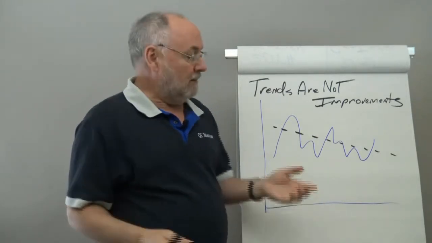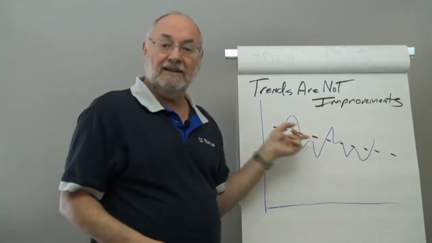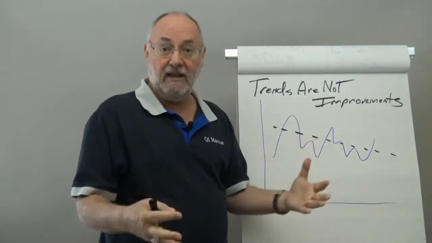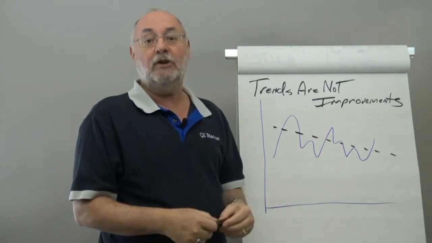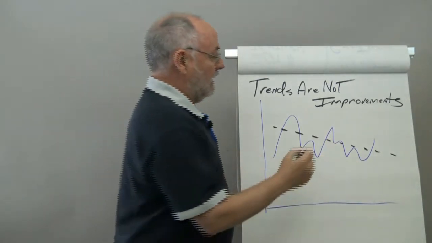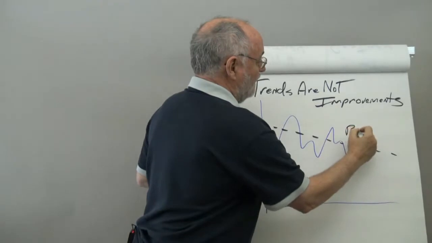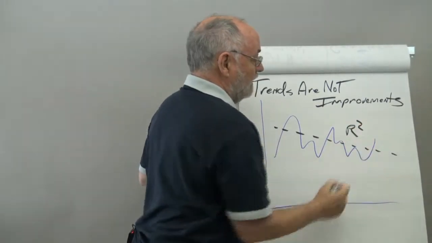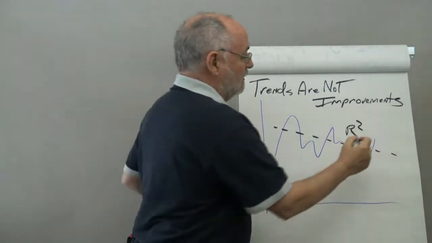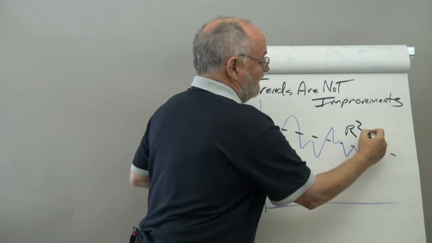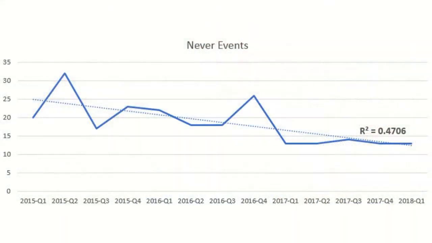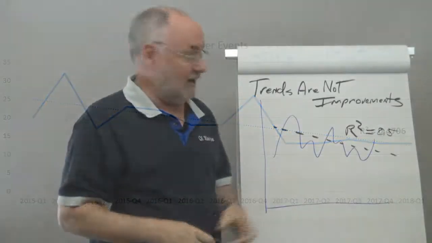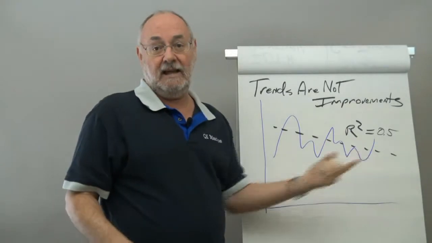Well, no, because this line is just a fit of a line to this data. Now there's what's called a goodness of fit test, and the goodness of fit test will give you a value called R squared. And R squared has to be greater than 0.8. When I looked at a lot of these charts, it was like 0.5. So that means you only have a 50% chance that this line represents that data.